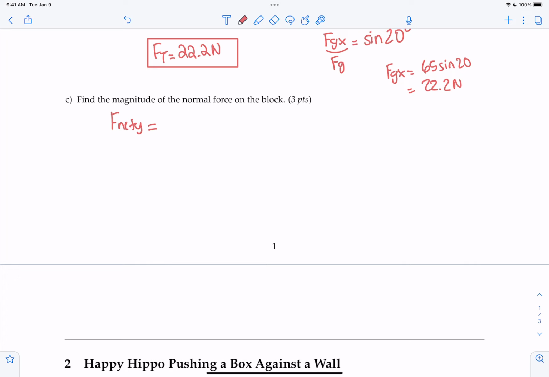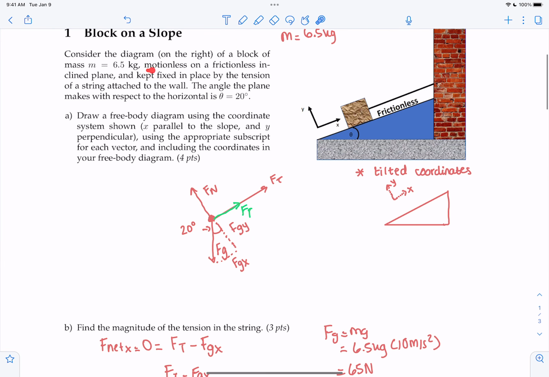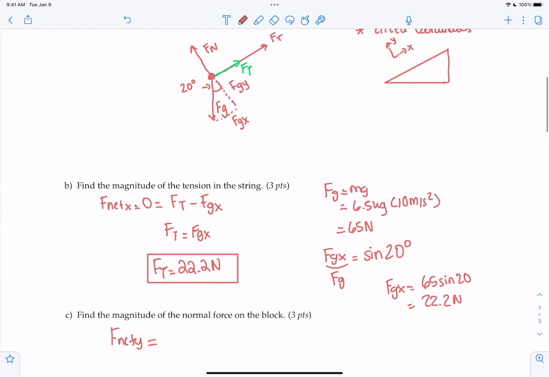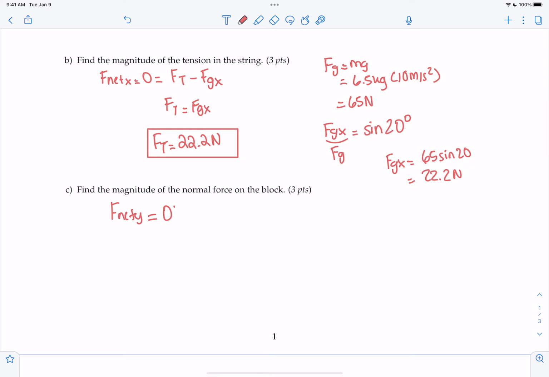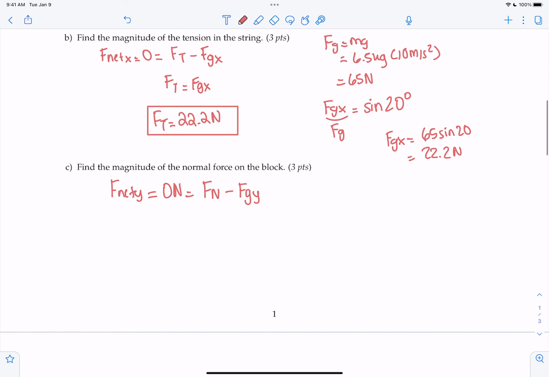We know that the net force in the y direction, since the problem said the block was motionless, should be 0, because it's not moving up or down, left or right. It should be 0 newtons. And then we know that Fn is pointed in the positive tilted y-axis direction, and Fgy is pointed in the negative tilted y-axis direction. That would indicate, once again, that Fn is equal to Fgy.